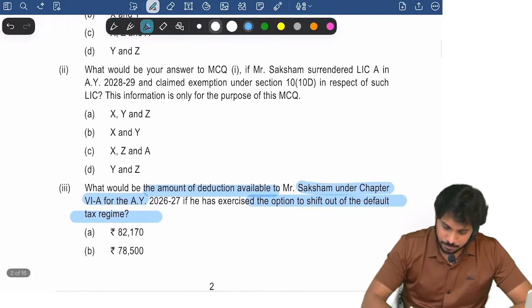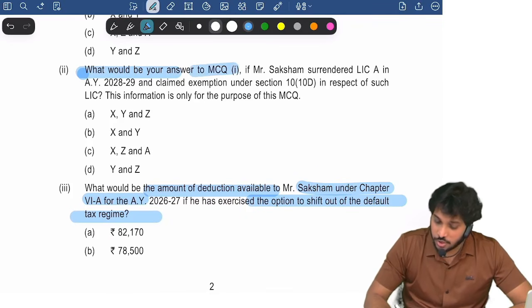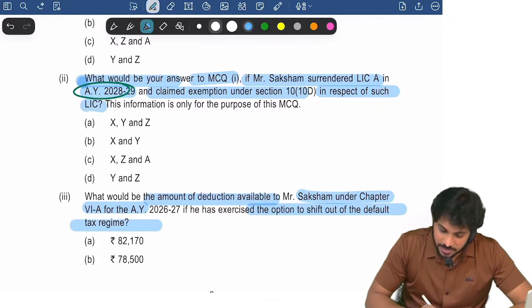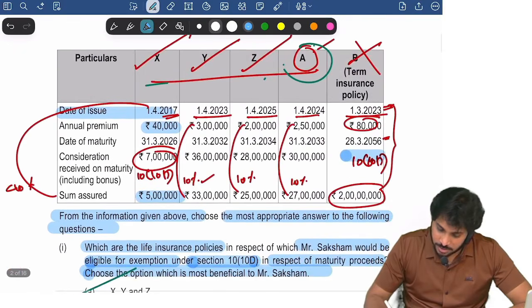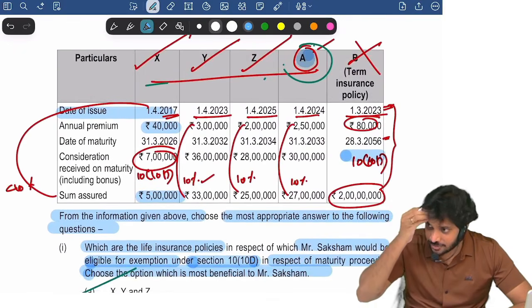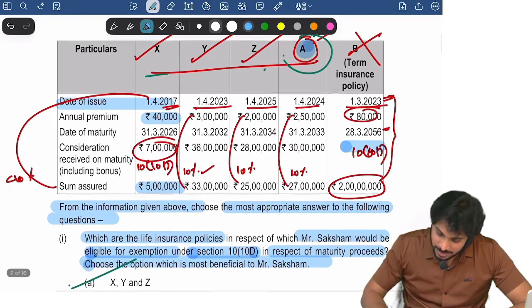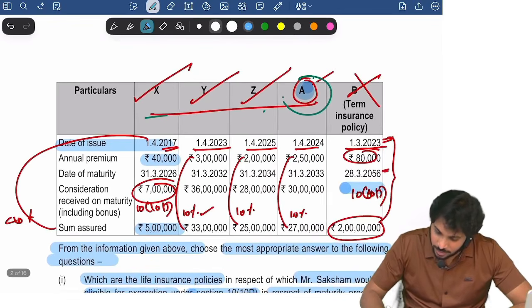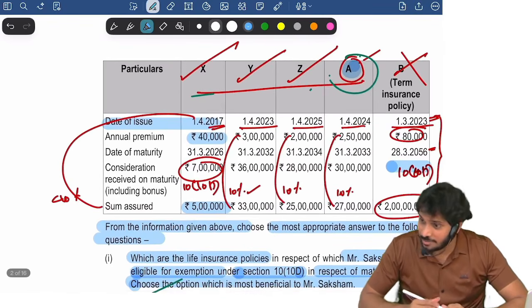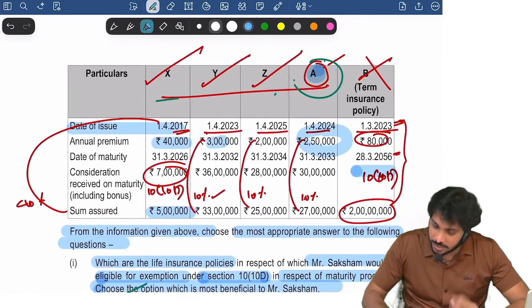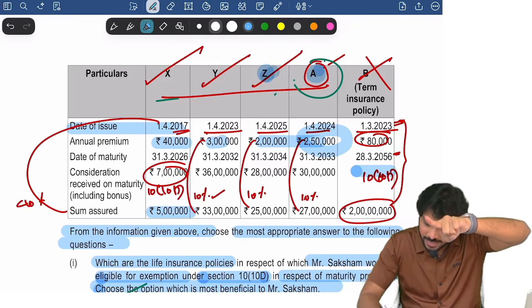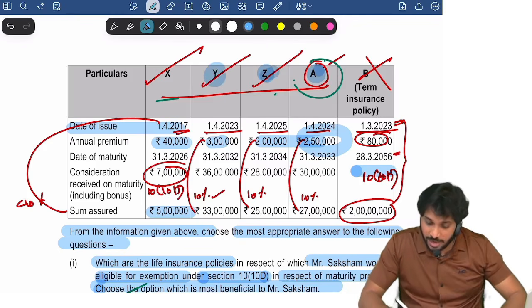Next. What would be your answer in MCQ 1 if Saksham surrenders LIC A in assessment year 28-29 and claims exemption under 10(10D) in respect of such LIC? LIC A policy. Okay, if at all he surrendered A itself first and then claimed exemption, then he will claim A, then Z will be exempted, Y will be taxable. If A is already claimed for exemption, 2,50,000, and here 3, it is exceeding, therefore Z only, these two only he can claim exemption. If A is already claimed first, then he can claim for Z only, then Y will be taxable.